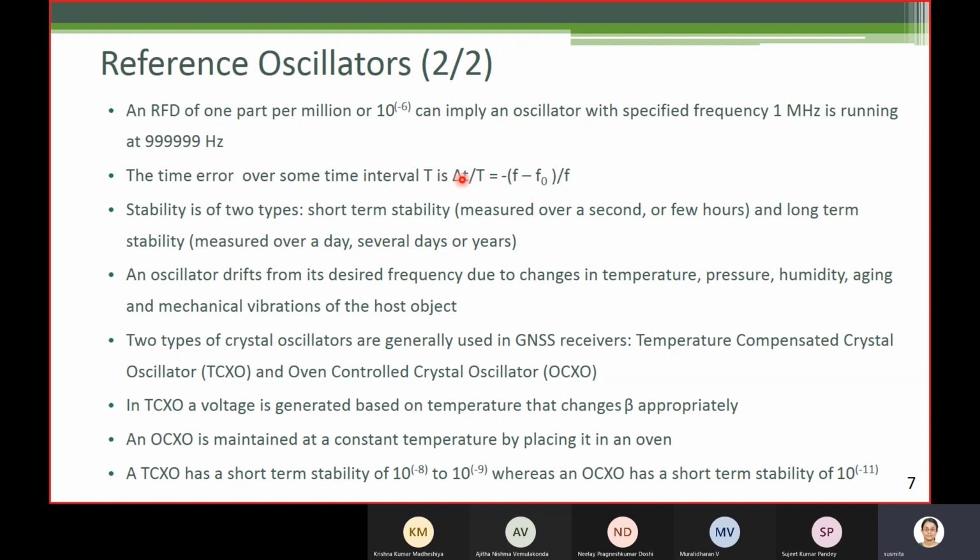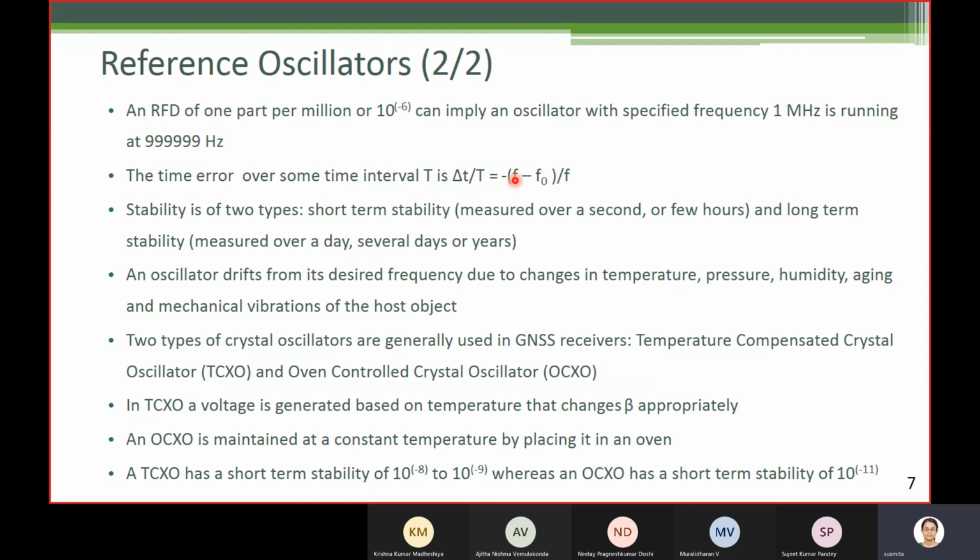So delta t is the time error over some interval capital T. What is delta t? Delta t is actual time minus the time reported by the oscillator. So it is actual time minus the reported time of the oscillator. And it is the negative of f minus f naught by f, where f naught is the nominal frequency or design frequency. F is the actual frequency of the oscillator.